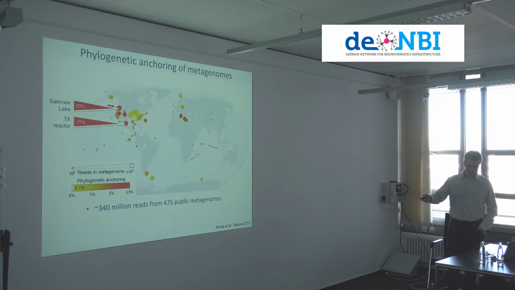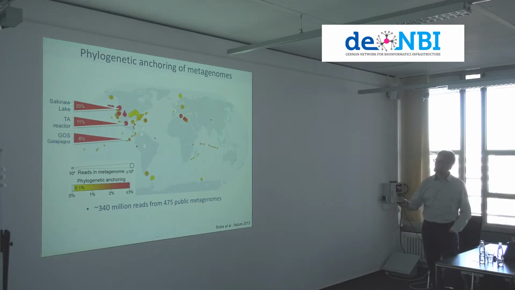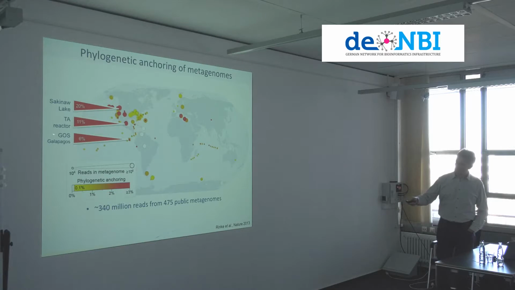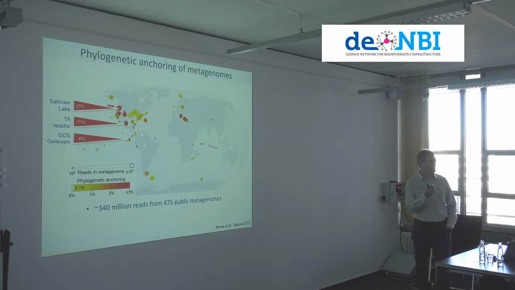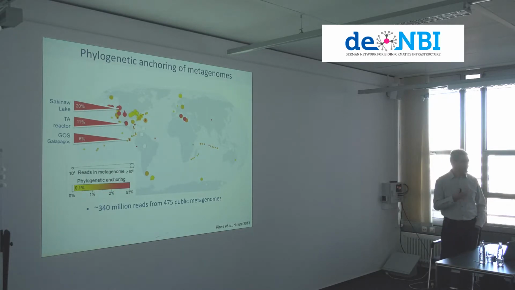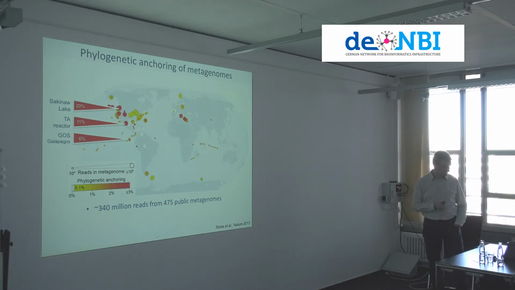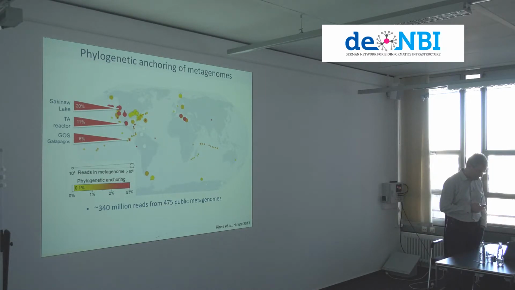So there are weird reactors, like this is a waste reactor, I think, where 11% of the reads were reclassified. This is the Global Ocean Survey, 6% of the genes or the reads could be reclassified and so on. So it's a very valuable resource when you add these genomes to the database, because now you can do a much better taxonomic classification.